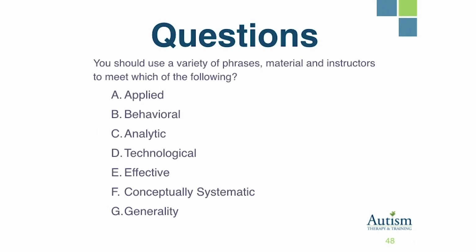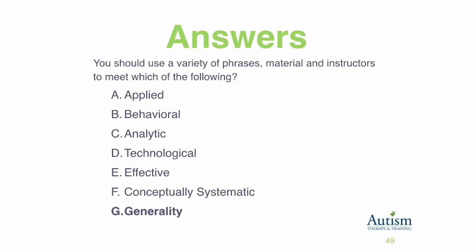You should use a variety of phrases, material, and instructions to meet which of the following? A. Applied, B. Behavioral, C. Analytic, D. Technological, E. Effective, F. Conceptually systematic, or G. Generality. And the correct response is G, generality. Way to go.